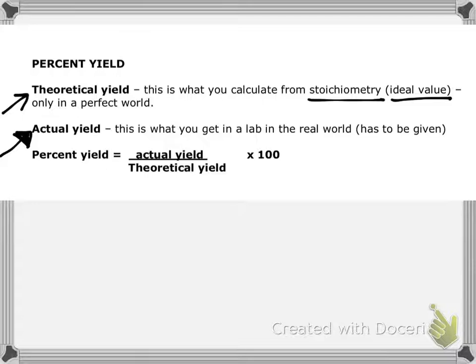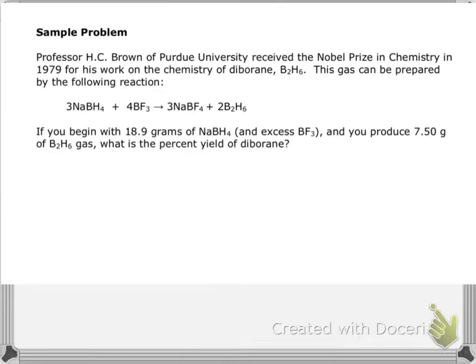So once you have these two values, theoretical yield and actual yield, you can set up a problem for percent yield. You take your lab value and you divide it by this perfect world value times 100%, and that gives you your percent yield. So it's a pretty simple formula. The toughest part of this is making sure that you set up a stoichiometry problem to get your ideal value, your theoretical yield, and that you're able to, in the problem, pick out the actual yield, the value that the lab generated. So let's look at an example problem of that.